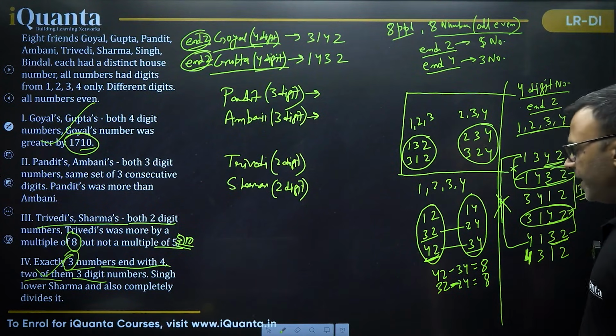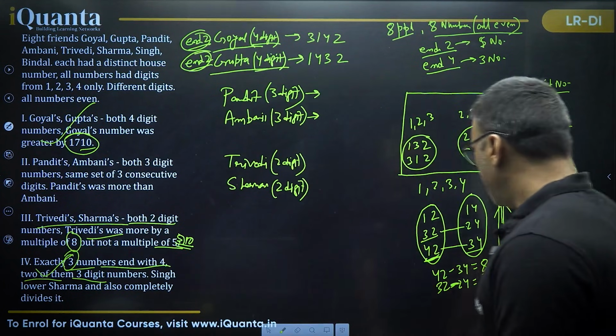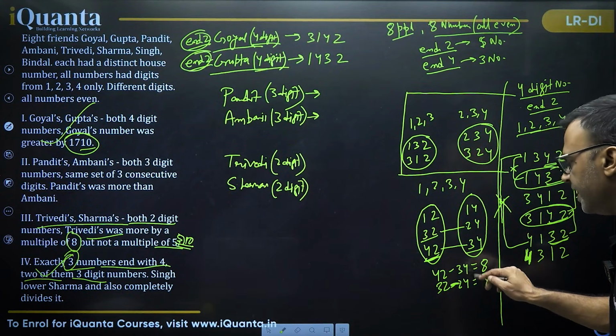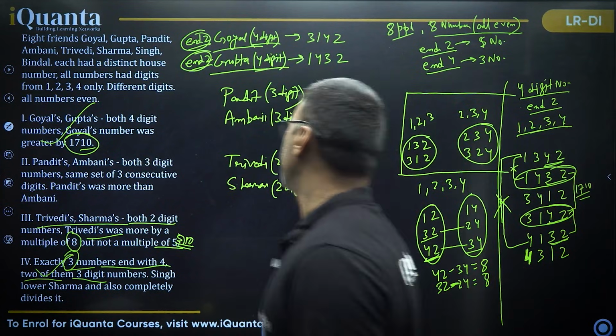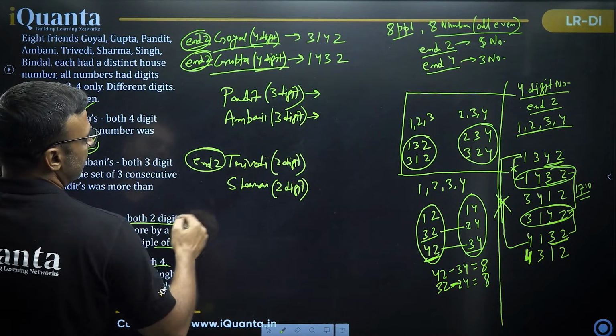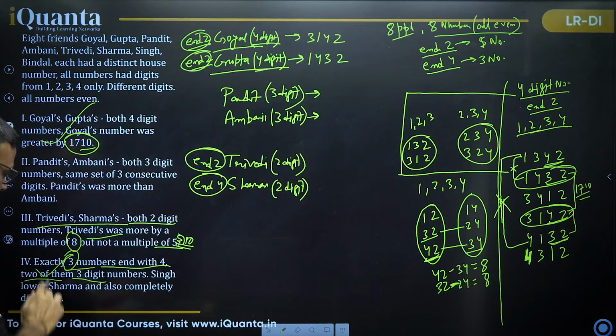But one thing is very clear, which one is larger? Trivedi is larger. So one of these numbers that is ending in 2 will be Trivedi, and one of these numbers that is ending in 4 will be Sharma. Nice. So Trivedi has to end in 2 and Sharma has to end in 4. That's nice. Now I use this information.